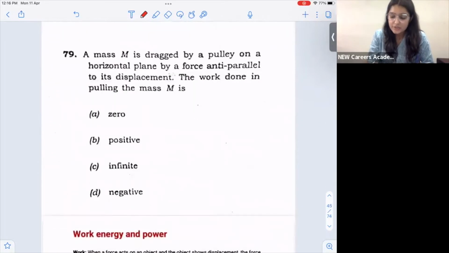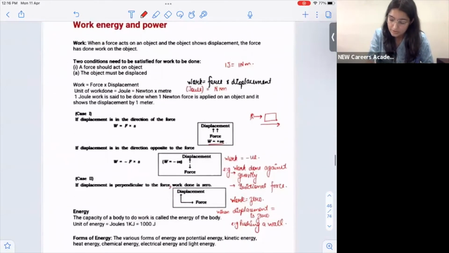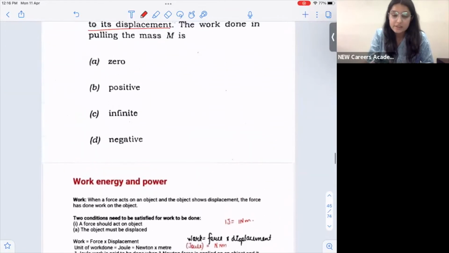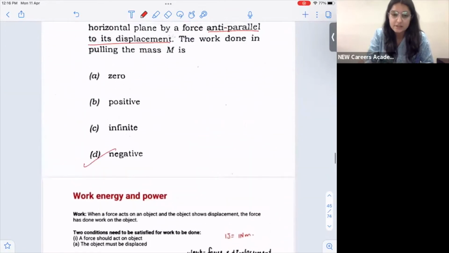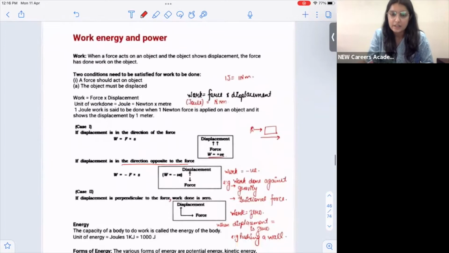Next, a mass m is dragged by a pulley on a horizontal plane by a force anti-parallel to its displacement. When force and displacement are anti-parallel, then work done is negative. So option D is the answer. Indirect question.